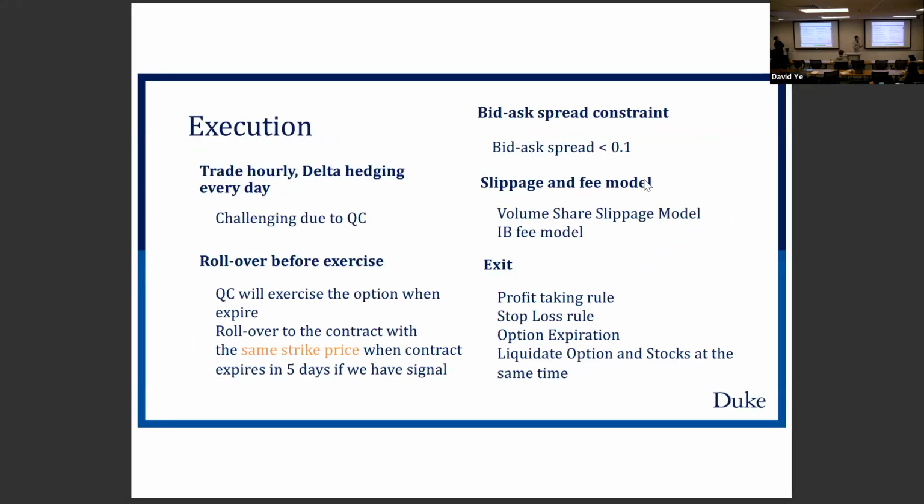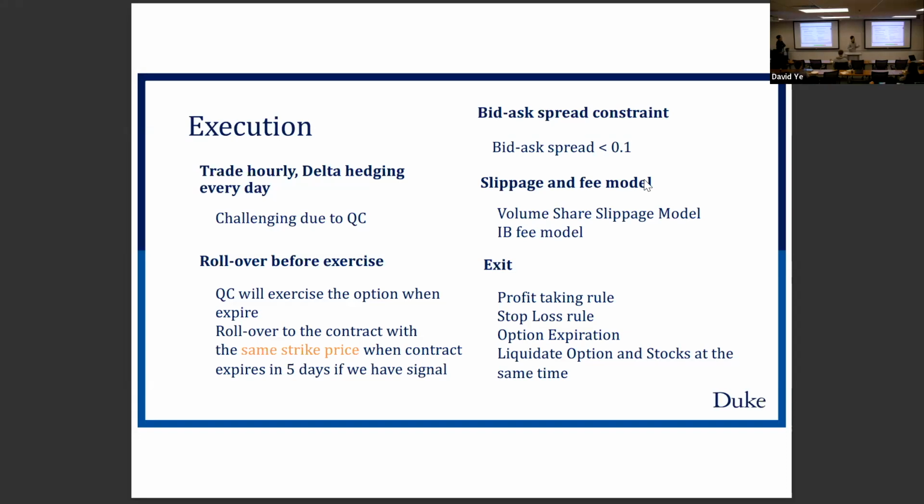We also want to find a good spot between making profits and accuracy and transaction costs. That is, we trade hourly and delta hedge every day. It's very challenging on QuantConnect since the option data only has minute resolution, so we have to do some engineering work. And we also have a rollover mechanism. That is, if a contract will expire in 5 days, and we still have a strong enough signal, we will roll over to the next contract with the same strike price.